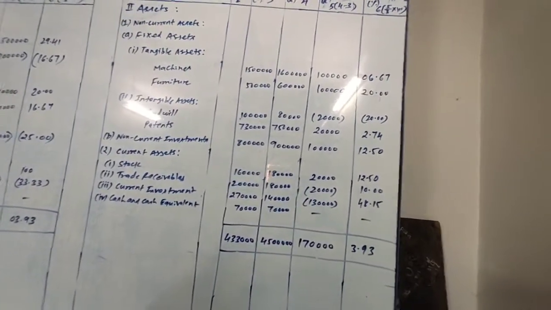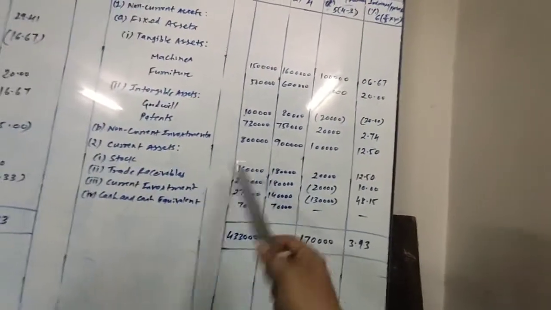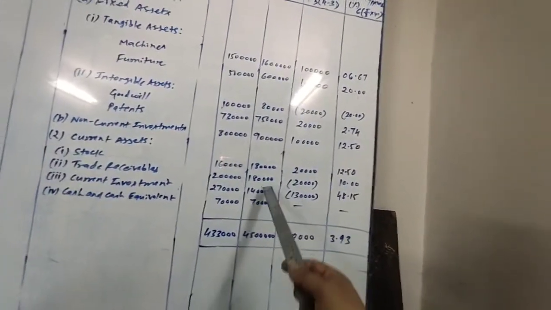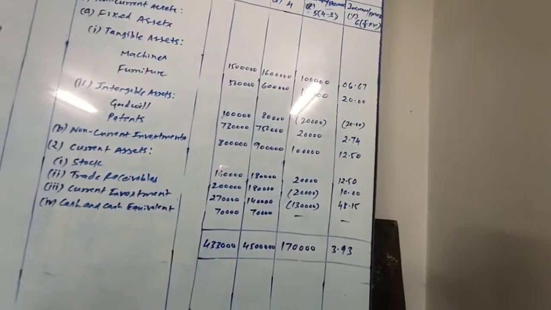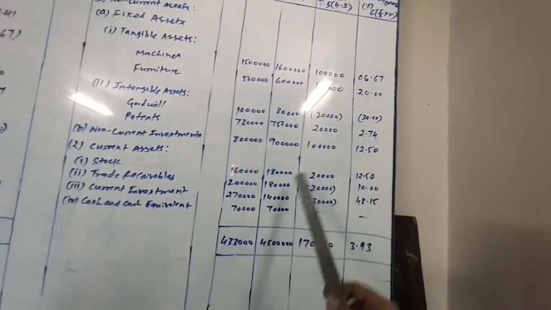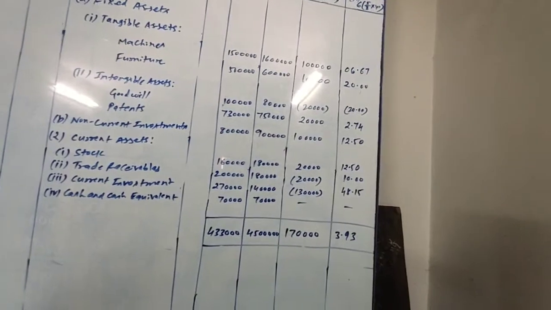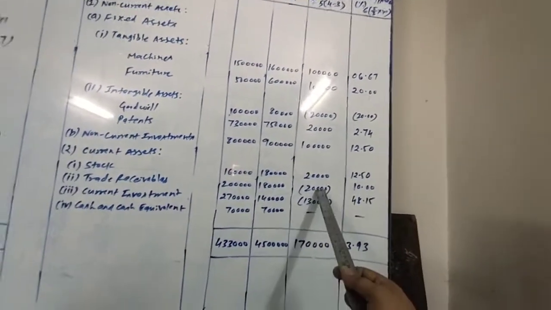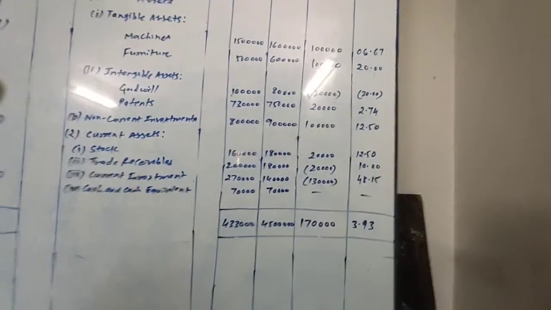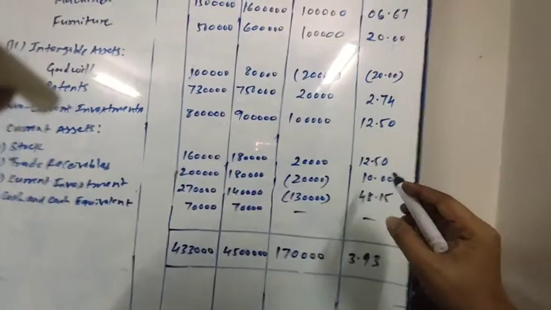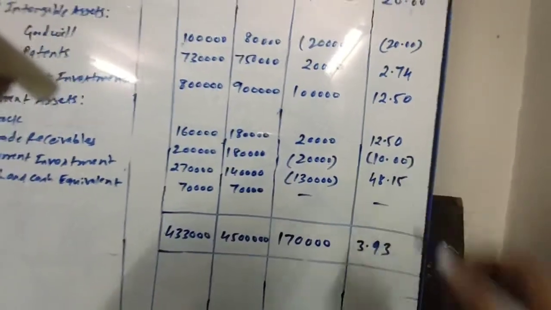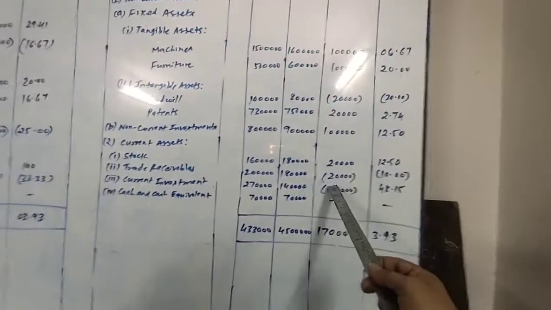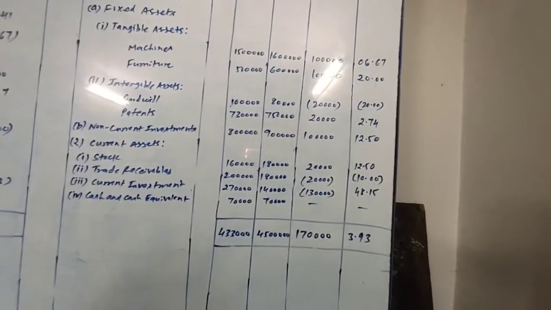Let us talk about trade and receivable. It is given 2 lakh in the year 2016 and it is 1,80,000 in the year 2017. So there is a decrease of 20,000, right? Decrease of 20,000 which is written in bracket, and when we convert this in percentage we get 10%, and that we need to write in bracket because it is negative, right? So 10%, how come this 10%? 20,000 divided by 2 lakh into 100.